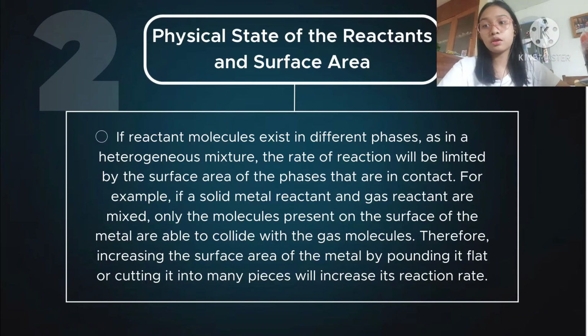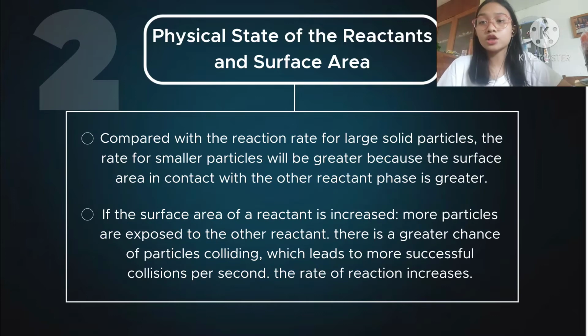Too big or too small a surface area is a factor to consider in the reaction process of two molecules. Compared with the reaction rate for large solid particles, the rate for smaller particles will be greater because the surface area in contact with the other reactant phase is greater. If the surface area of a reactant is increased, more particles are exposed to the other reactant. There is a greater chance of particles colliding, which leads to more successful collisions per second. The rate of reaction increases.